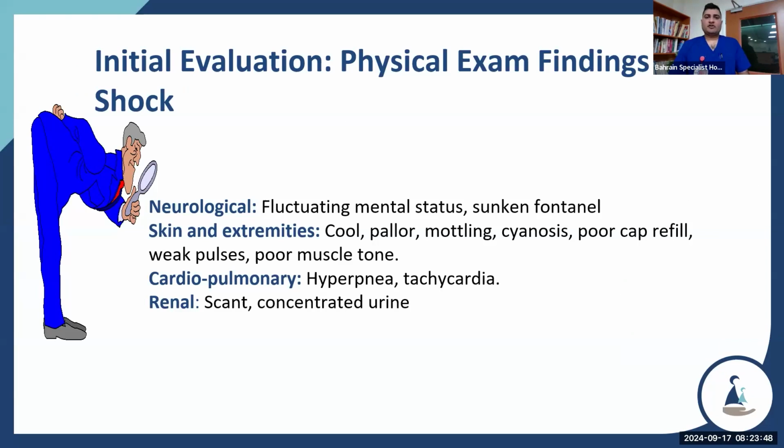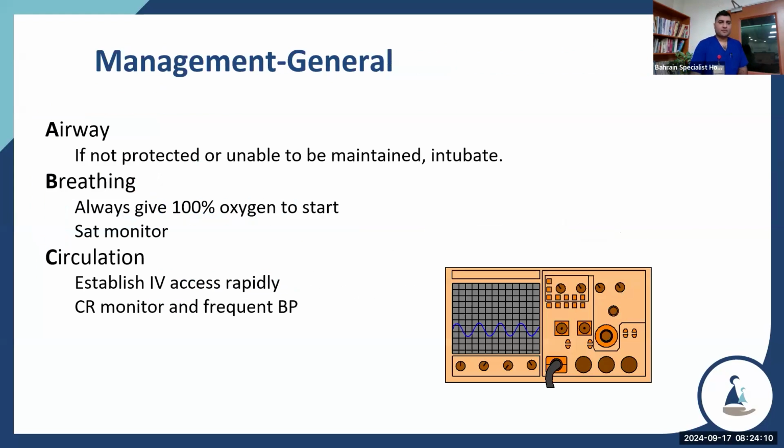Initial physical evaluation findings may be neurological: fluctuating mental status, sunken fontanelle. Skin and extremities will show color changes, coolness, pallor, mottling, cyanosis, poor capillary refill, weak pulses, poor muscle tone. Cardiopulmonary: you can have hyperpnea, tachycardia. Renal: you can have scant, concentrated urine.